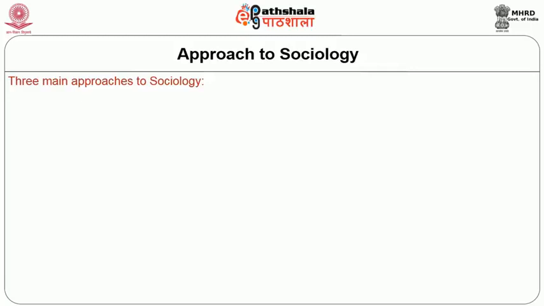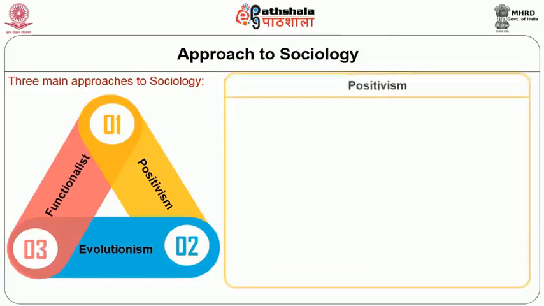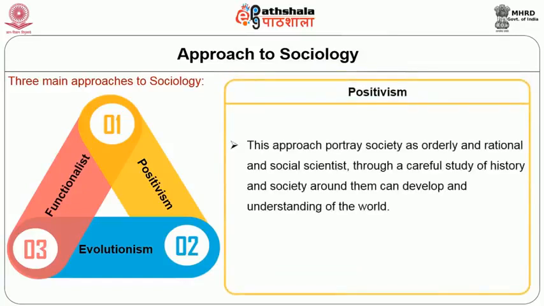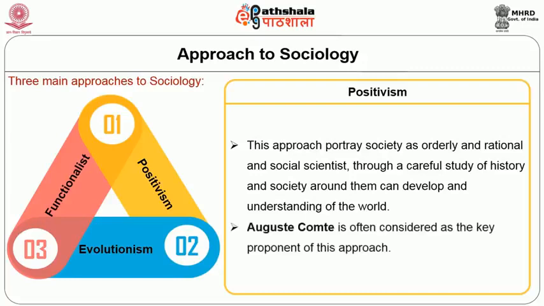If one goes through the work of Durkheim as explained in Saidi, one realizes that he proposes three main approaches to sociology. The first is positivism. This approach portrays society as orderly and rational, and social scientists, through a careful study of history and society around them, can develop an understanding of the world. Auguste Comte is often considered the key proponent of this approach. The second approach is evolutionism.